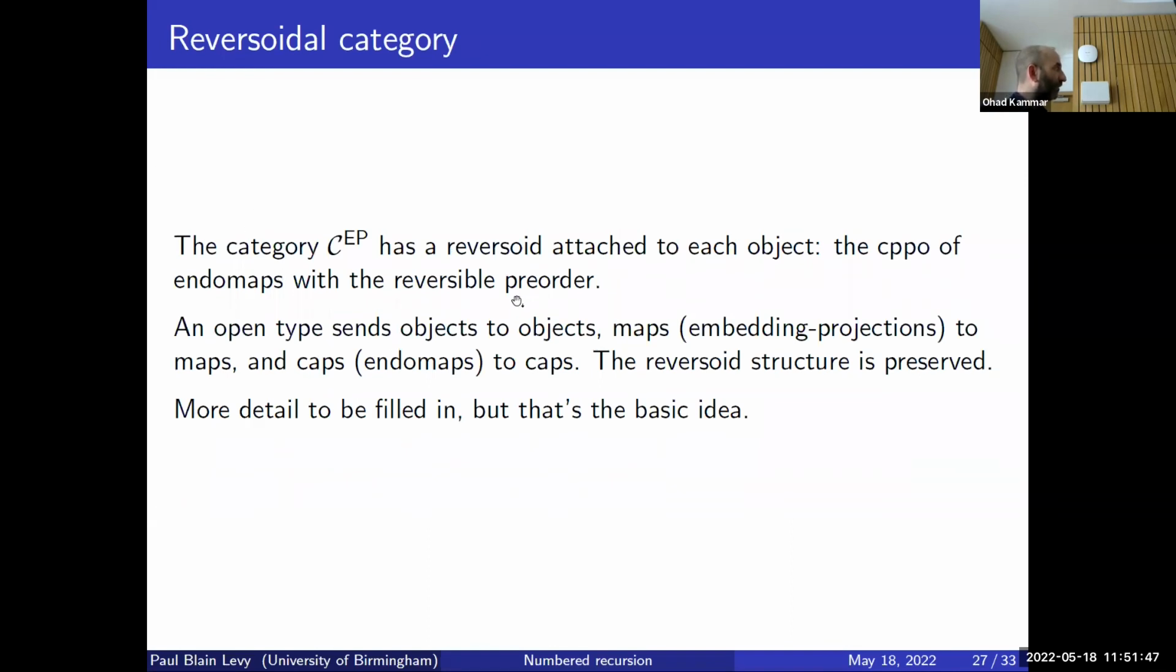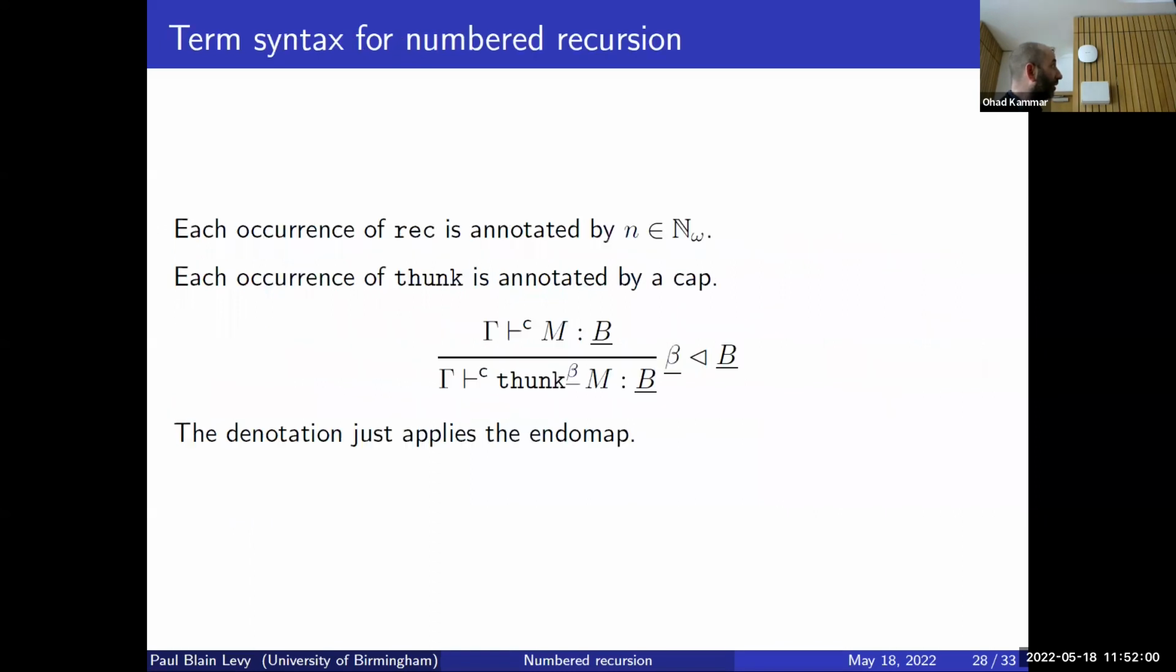It's going to send objects to objects, maps to maps, and caps to caps, and everything is preserved. So that's the basic idea. This is how we deal with mixed variants. As I say, this is not specific to the theory of numbered recursion. This is just a useful thing in general. There's more I could say, but that would go off in a different direction. Okay, so that's roughly how we organize the semantics of open types.